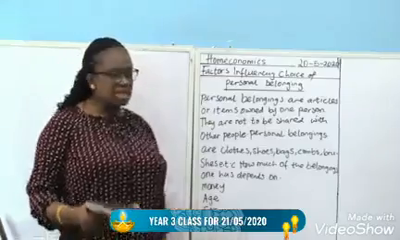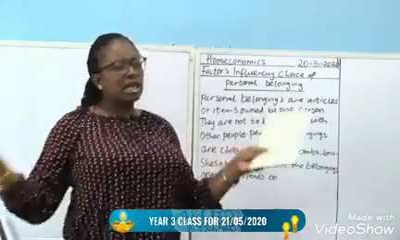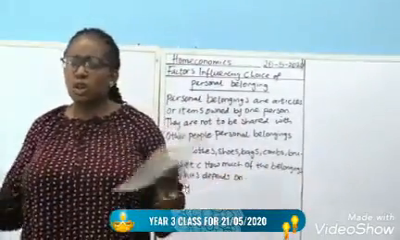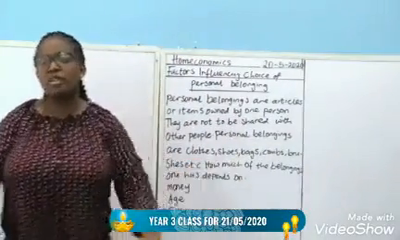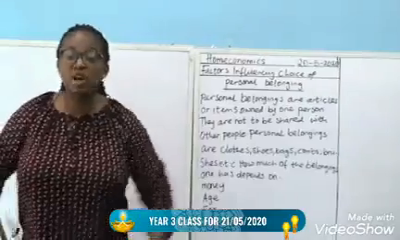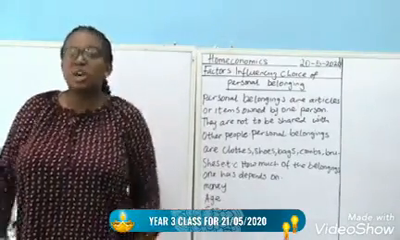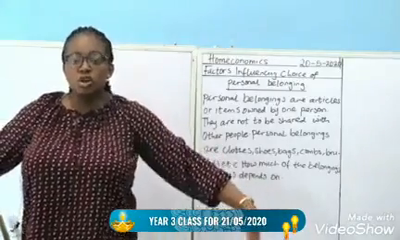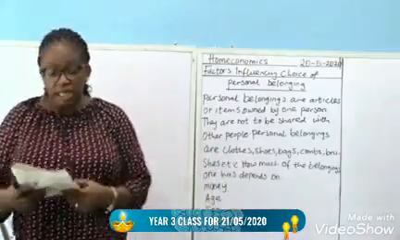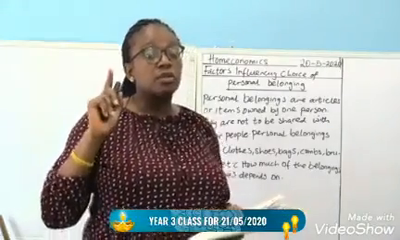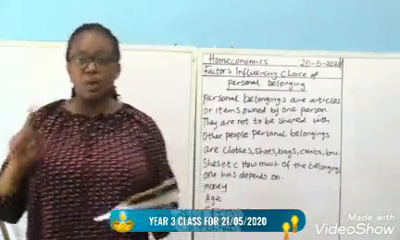Then likes and dislikes. People have different likes and dislikes. People have different things that they like based on colors and sizes. Some people like to wear very short skirts, while others like to wear long skirts. Some people like to wear very tight trousers, while others like to wear loose or free trousers. So you see that likes and dislikes also affect the personal belongings that we have.